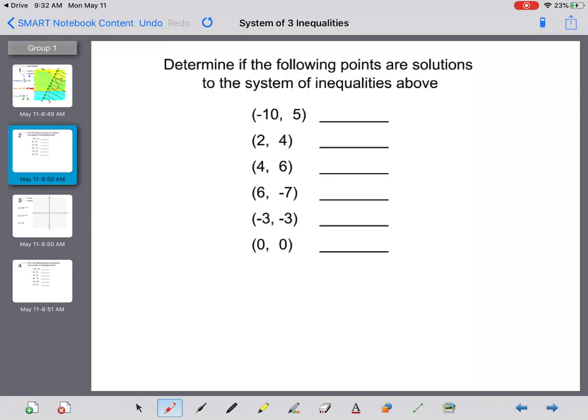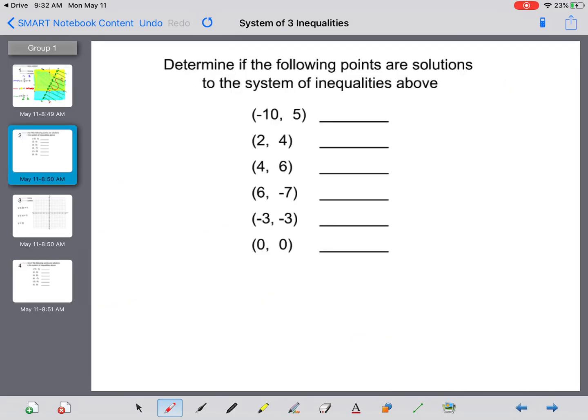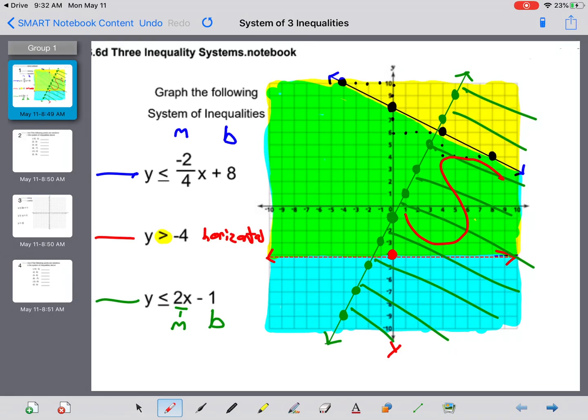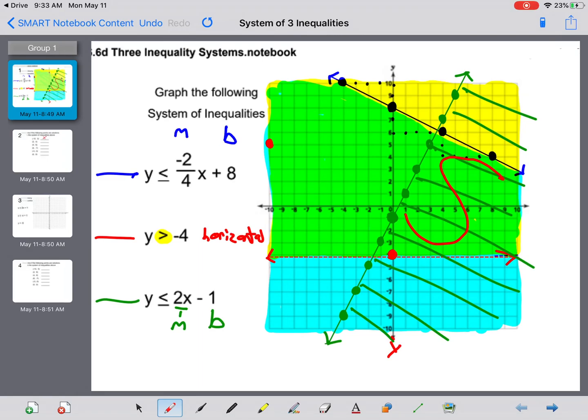Now, the second part of this on the bottom of your worksheet says, determine if the following points are solutions to the system of inequalities above. So I'm going to do these in red, and we're going to plot these points and see what falls where. -10, 5 means left 10 and up 5. That's right here. Although that's in the green shaded area, that's not where those green shaded lines came out of our green inequality. It's not by the red S at all. So this is not a solution.